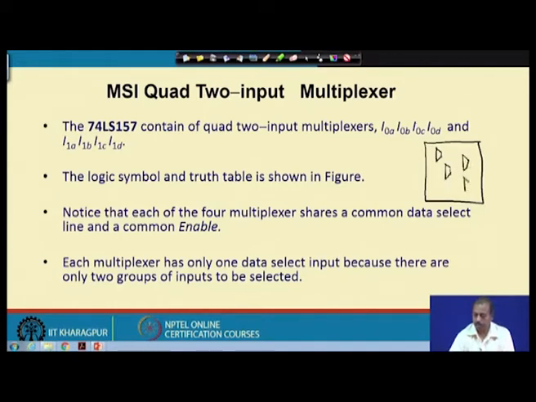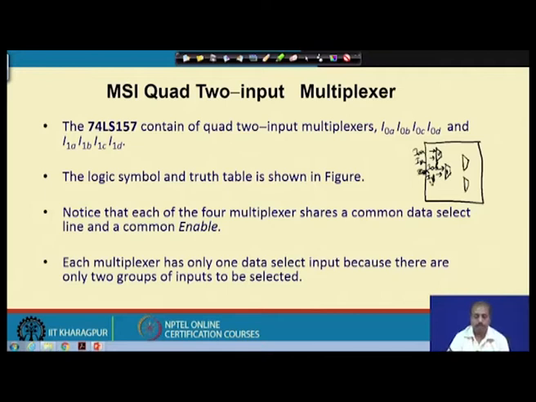There are 4 such multiplexers, and they have inputs I0A, I0B, I0C and I0D as the 0 inputs, and I1A, I1B and so on. In the first multiplexer, multiplexer number 0, it has got I0A and I1A as input. The second multiplexer, multiplexer 1, has got I0B and I1B.